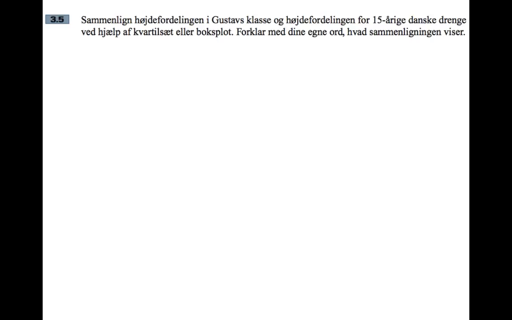3.5. Compare the height distribution in Gustav's class and the height distribution for 15-year-old Danish boys generally with the help of quartile sets or box plot, or ideally both, because if you do a box plot, then you'll be using the quartiles. Explain with your own words what the comparison means.